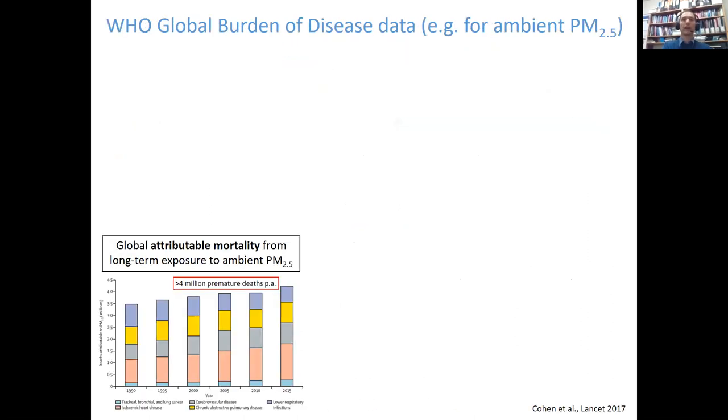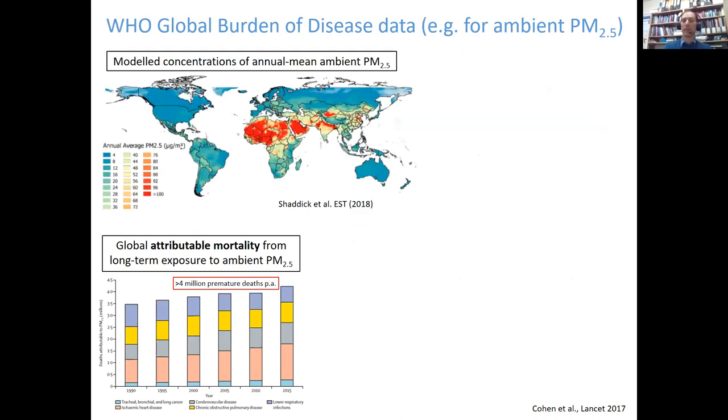So we've now seen how we arrived at the WHO figure of 4 million premature deaths associated with PM2.5. They start with some estimate of the global concentration of PM2.5 to which people are being exposed in different areas around the world. This will be based on measurements and probably satellite data and modeling data to arrive at a long-term annual mean PM2.5 concentration.